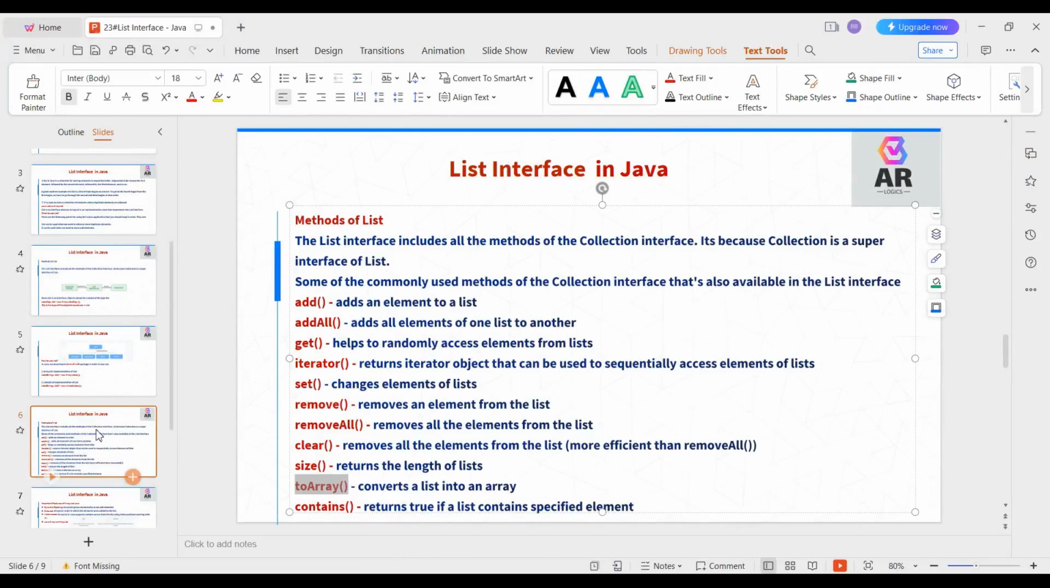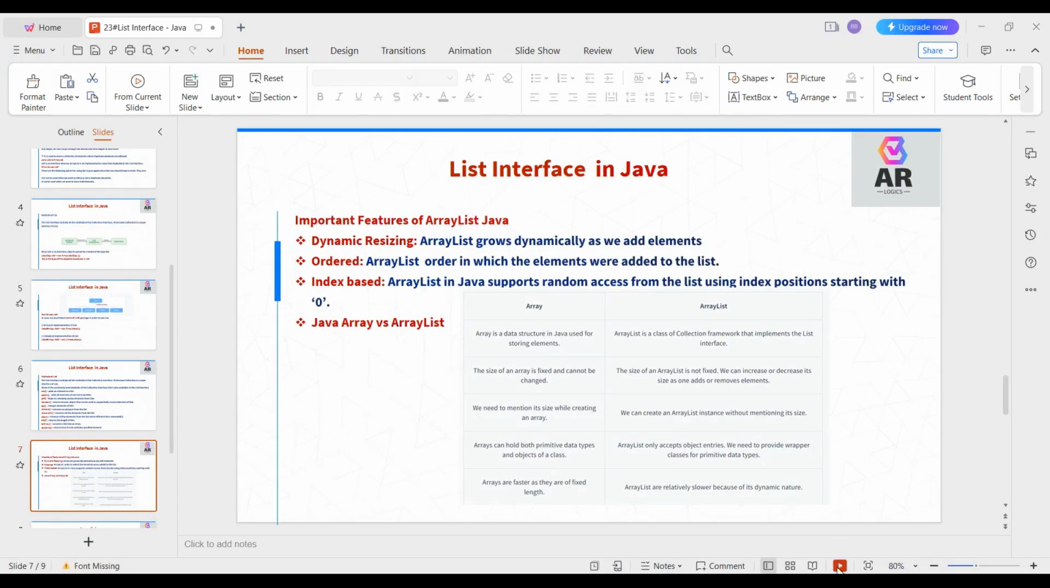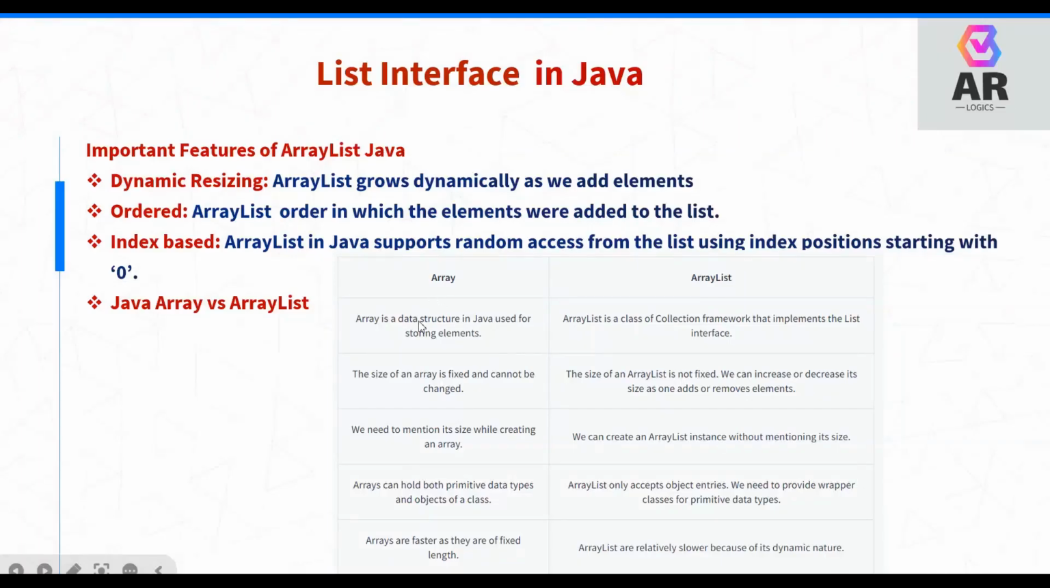One more thing: what is the difference between array and array list? Maybe they can ask you in an interview. Array is a data structure in Java for storing elements, just storing the elements. Array list is a class from the collection framework. The List interface is from the collection framework, and this is a class.